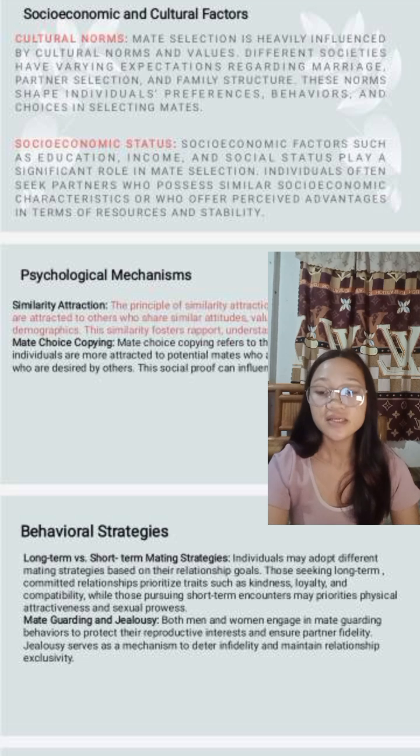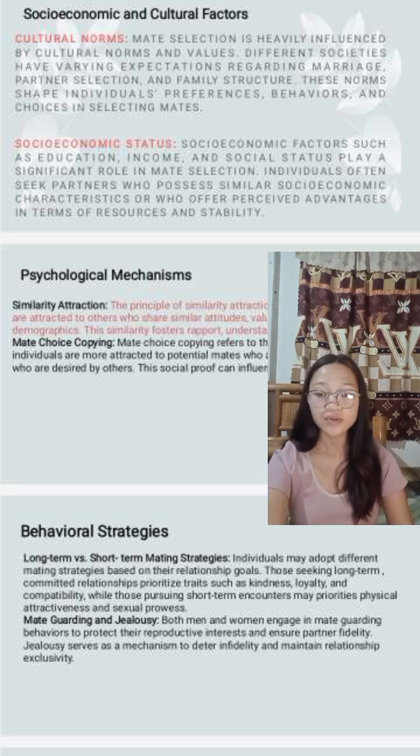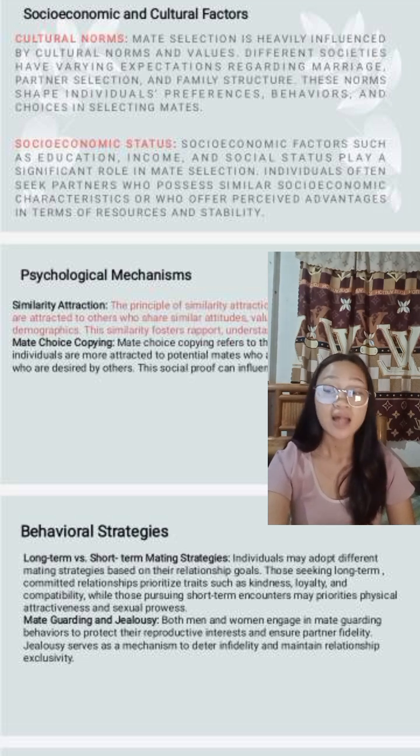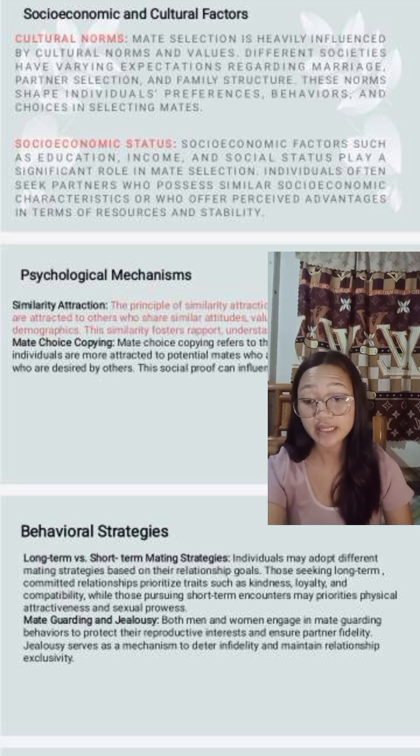These individuals may adopt different mating strategies based on their relationship goals. Those seeking long-term committed relationships prioritize traits such as kindness, loyalty, and compatibility, while those pursuing short-term encounters may prioritize physical attractiveness and sexual prowess.